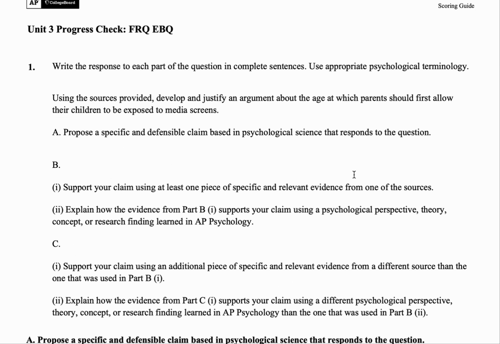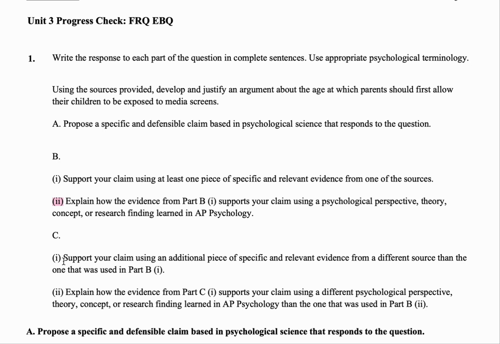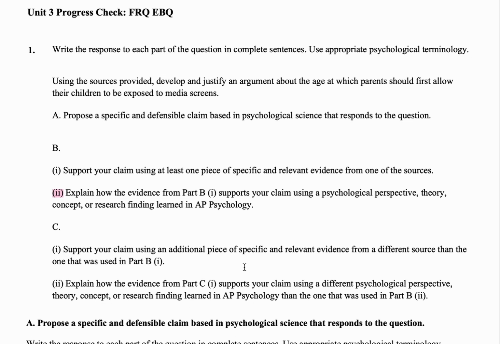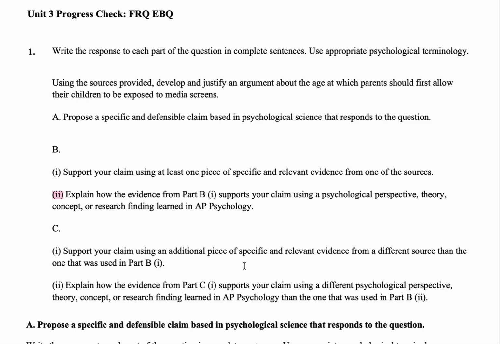So you'll be given 1 box for A, and then you move on to B, and you write down B1 and B2 in 1 box, and then you write down C1 and C2 in another box. It looks very easy, right? And that is a tricky point, because people think that this is the easy part, because all it says is to propose a question and then support your claim using the specific evidence that you get from the sources, which is the research findings that you read, and then explain it using the things that you've learned in AP Psychology, using your own words.